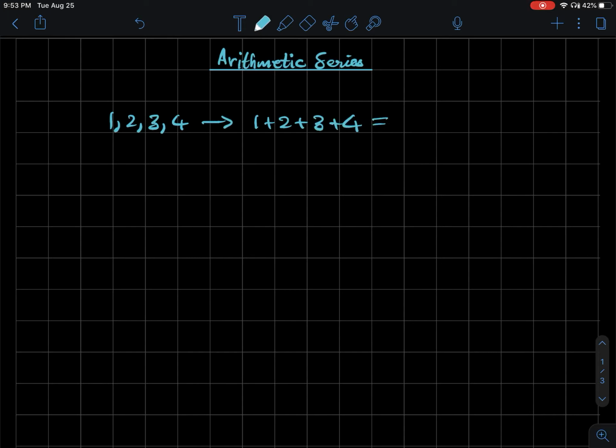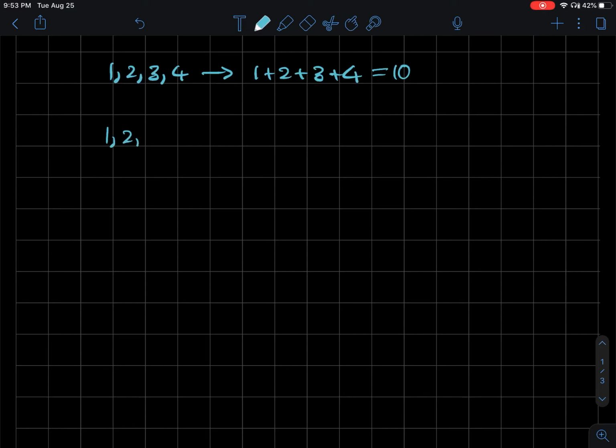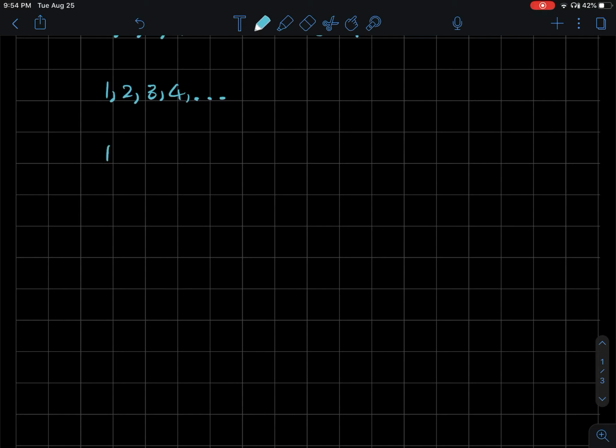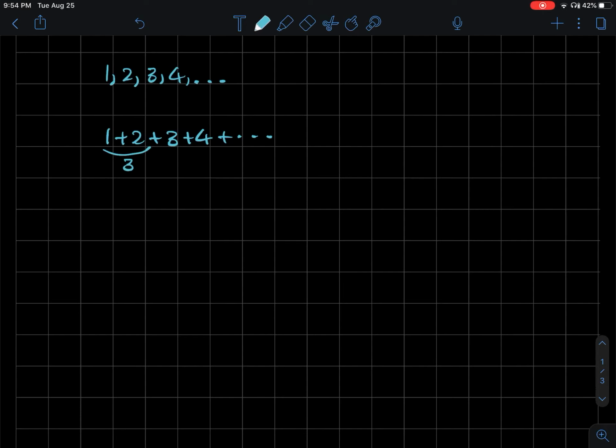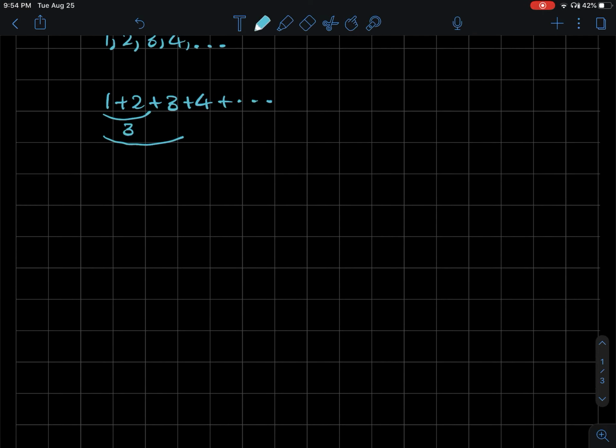And this is 10. So the series is 10 in this case, the sum of the terms in an arithmetic sequence. Now, if I were to say this is your sequence, 1, 2, 3, 4, but this time it just goes on forever, never ending, then the sum would be 1 plus 2 plus 3 plus 4, and it could go on forever. Now, if we were to add 1 and 2, we'll get 3. If we were to add 1, 2, and 3, we'll get 6. Adding 1, 2, 3, and 4 gives us 10. Similarly, 1, 2, 3, 4, 5 is 15, and this keeps going on.